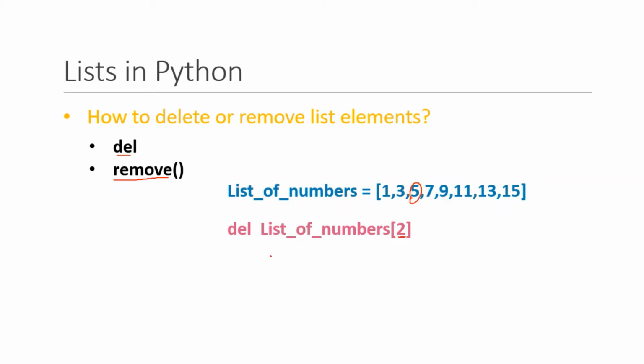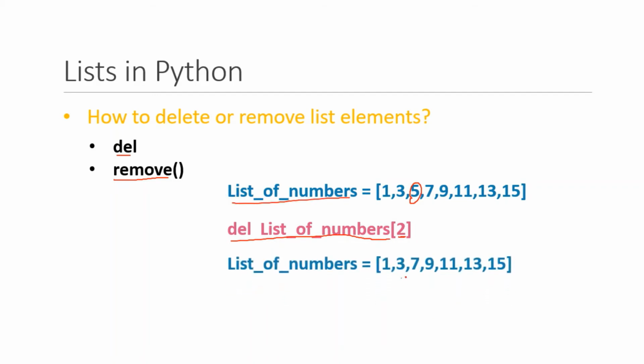After the execution of this statement, this list of numbers will become this. Here you can see the 5 is no longer available; this 5 has been removed from the list. One other way of removing this 5 is by using the remove function. In this remove function, we do not use the index. We directly write the value of the element.